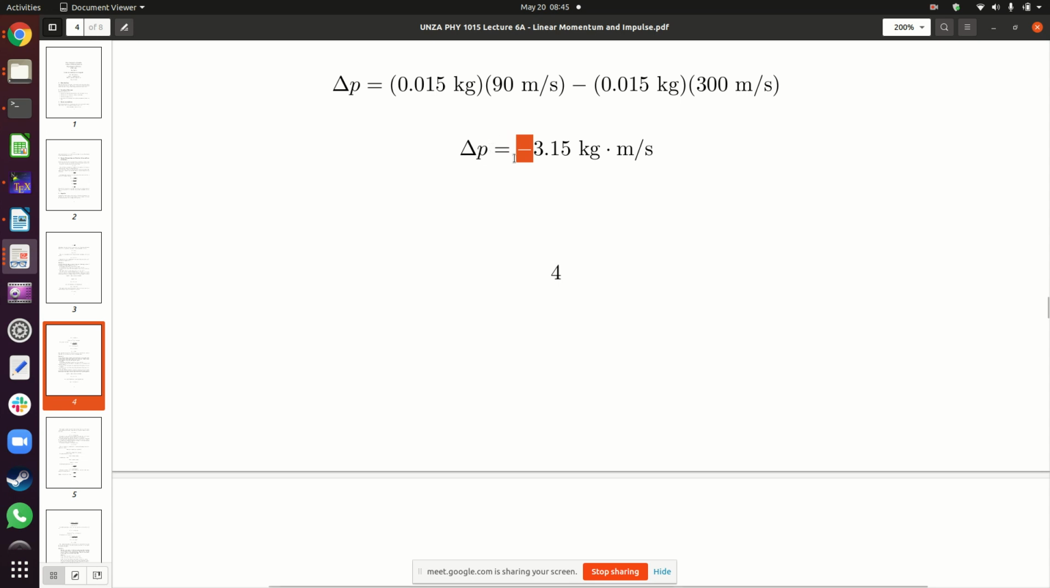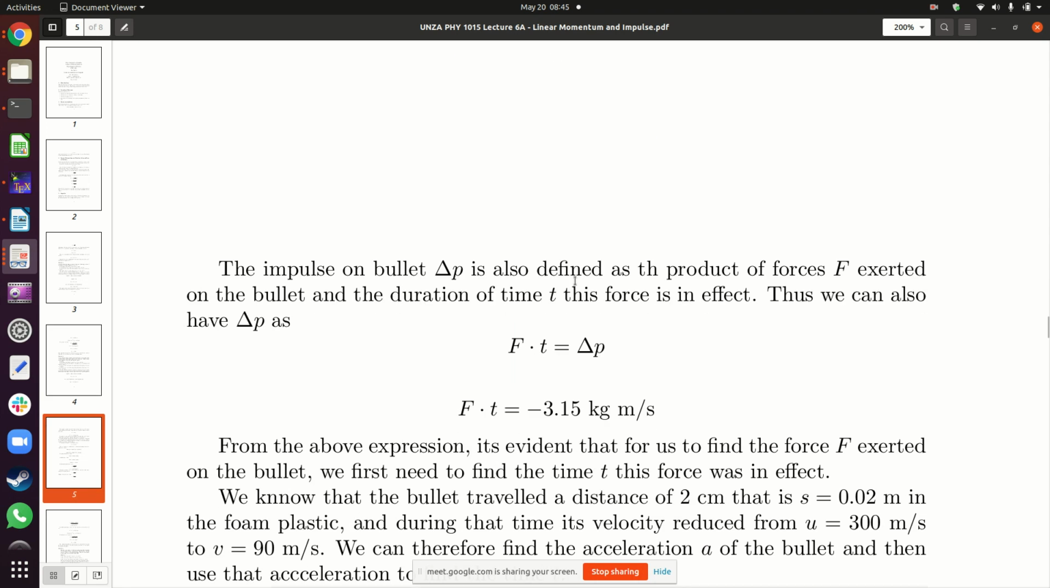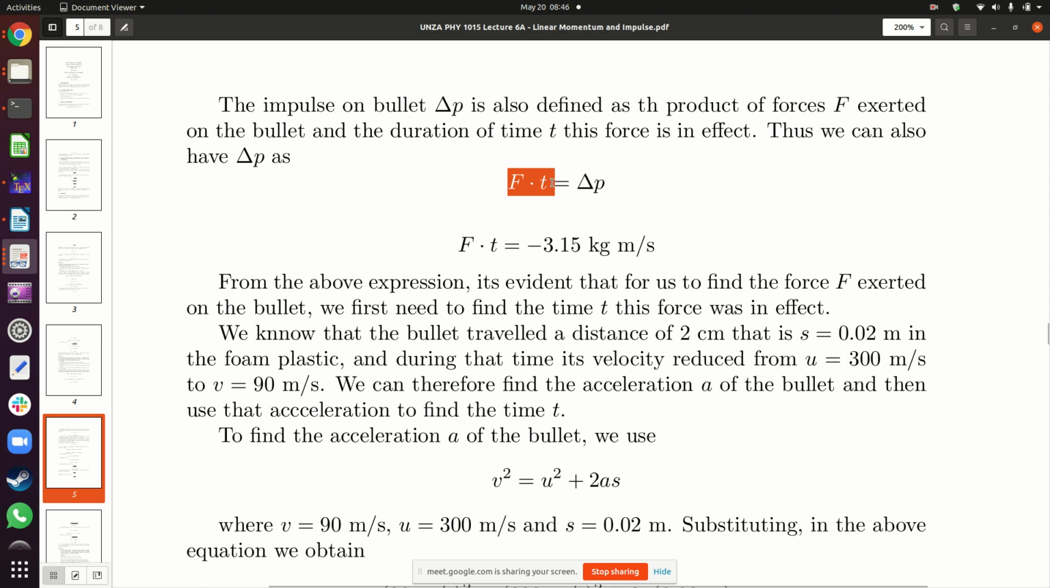From this change in momentum, which is the impulse, delta P equals minus 3.15 kg meters per second, we know that impulse is also equal to this much.